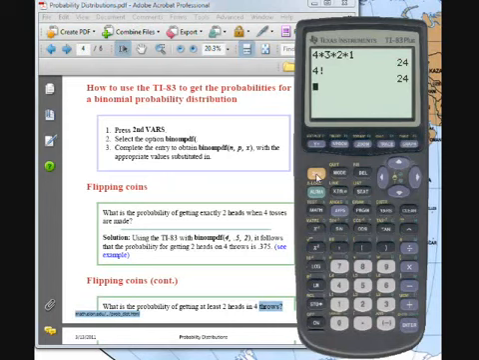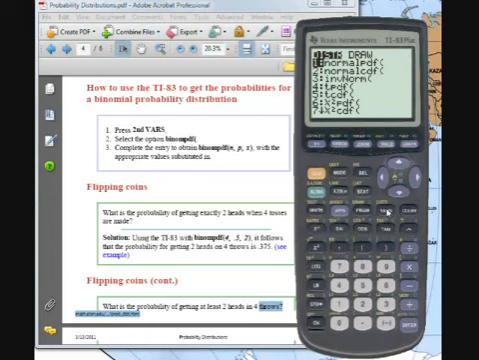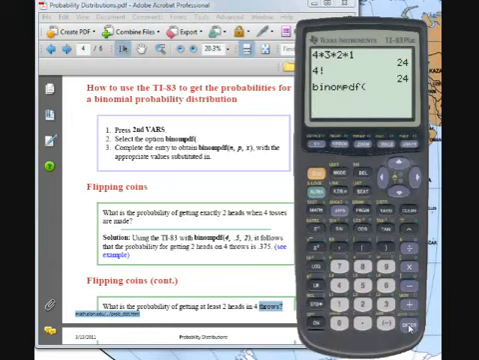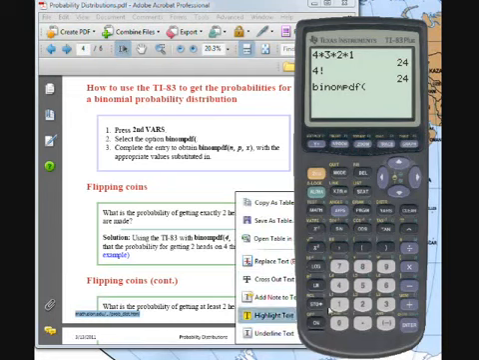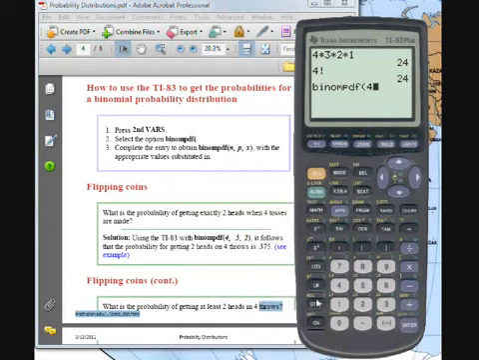Second vars gives you distribution, and we're going to scroll down to binomial right here, enter, and then we're going to put in this right here. 4 tosses is the first, so that's how many times this is going to occur.